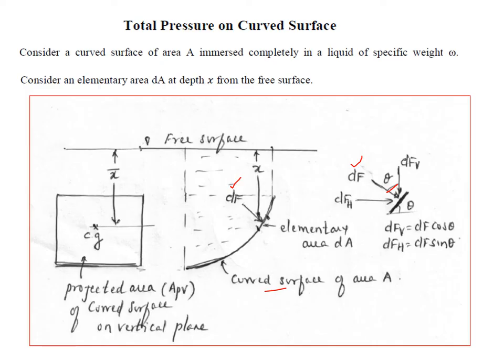So that's why this force dF is resolved into two components, one is dFH, another is dFV. From this figure you know that dFH is nothing but dF sin theta, whereas dFV is nothing but dF cos theta. Now we'll find the total pressure force in the horizontal direction as well as the total pressure force in the vertical direction.